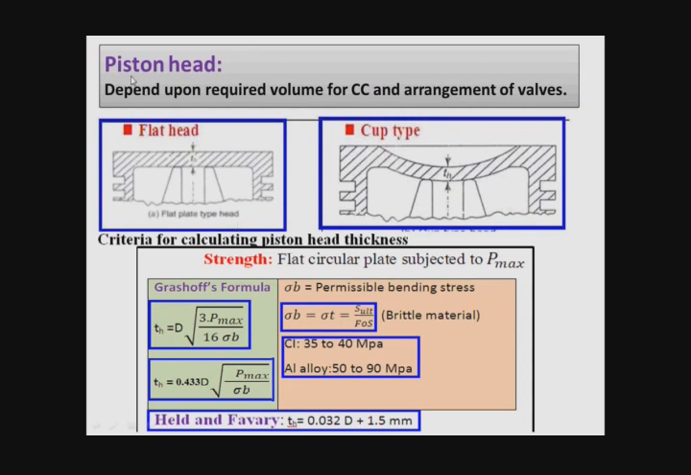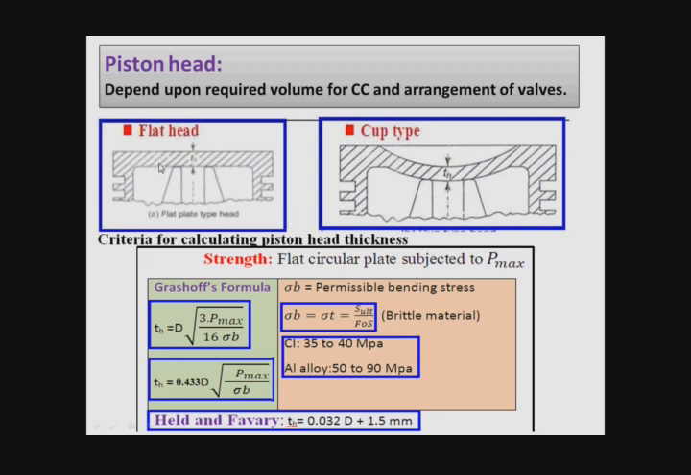Next is the piston head. Let us see one by one the different parts of the piston. First one is the piston head. It depends upon the clearance volume required and the arrangement of walls. So this is the piston head.